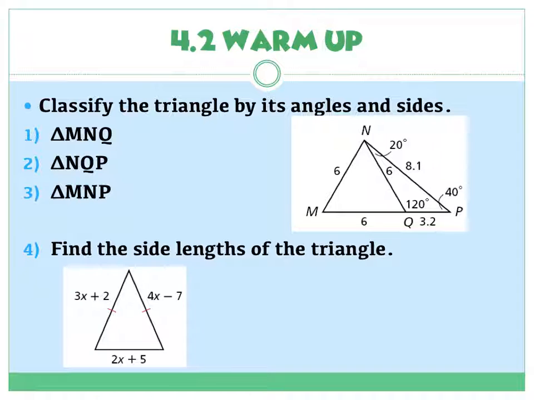So if we're doing 1, 2, and 3 to classify the triangle by its angles and its sides, the first one is MNQ, this triangle here. Okay, so I don't know anything yet about the angles, but I do know what's true about all three sides. They are the same, which means equilateral.